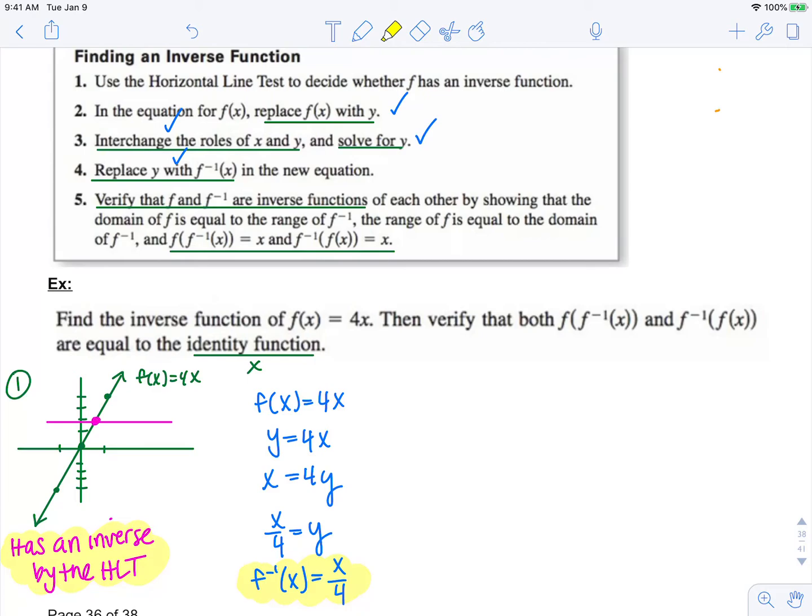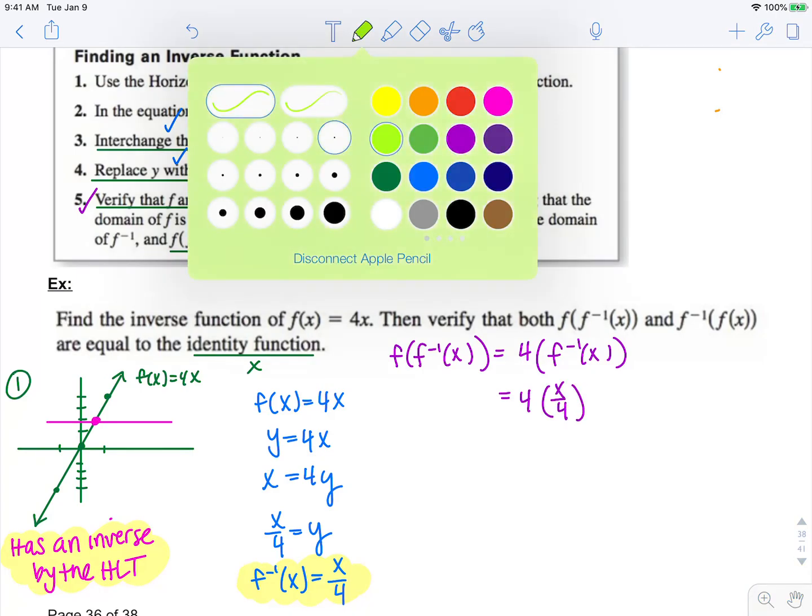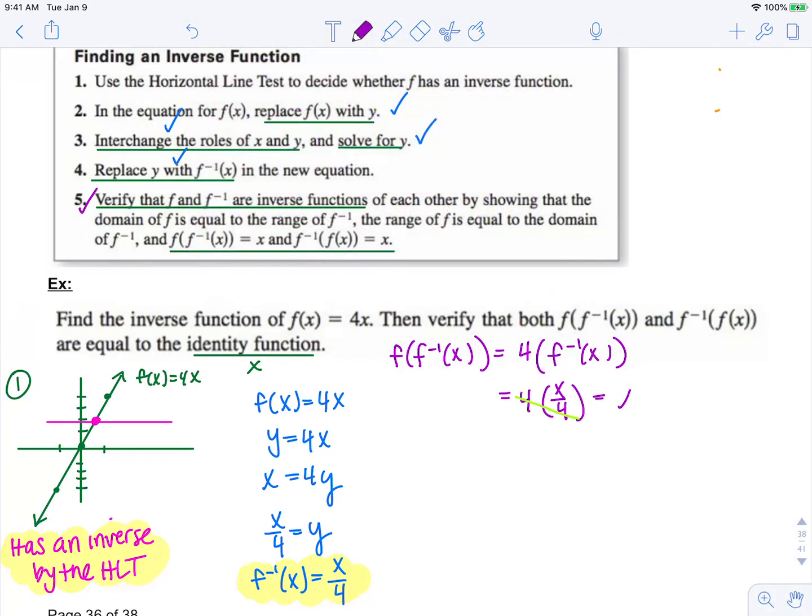Now I am going to verify. So the first thing I need to find is f of f inverse of x. Well, that's going to be 4 times f inverse of x. So that is going to be 4 times x over 4. And we can see that my 4's cancel, and I'm left with my function x, which is my input.